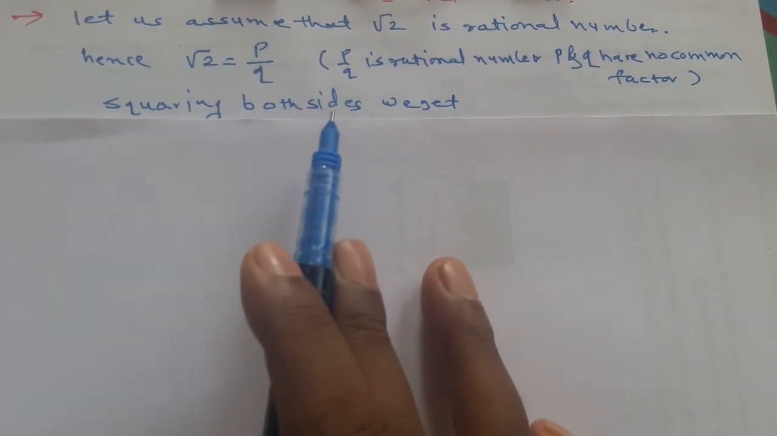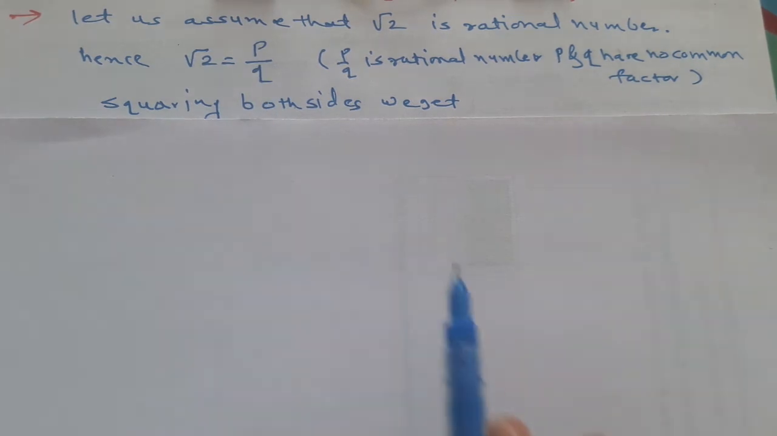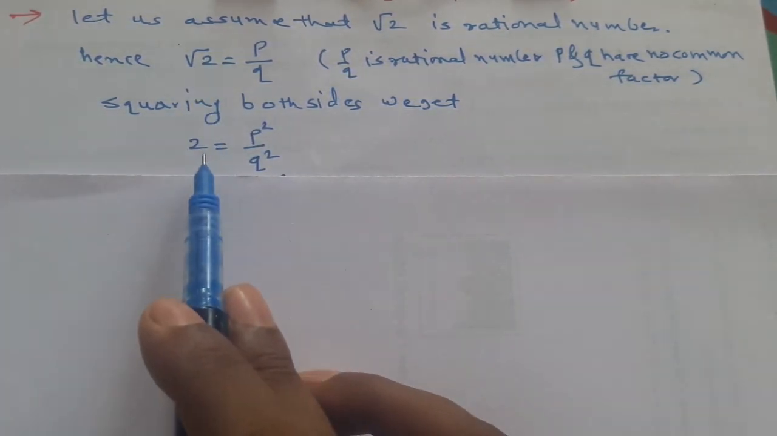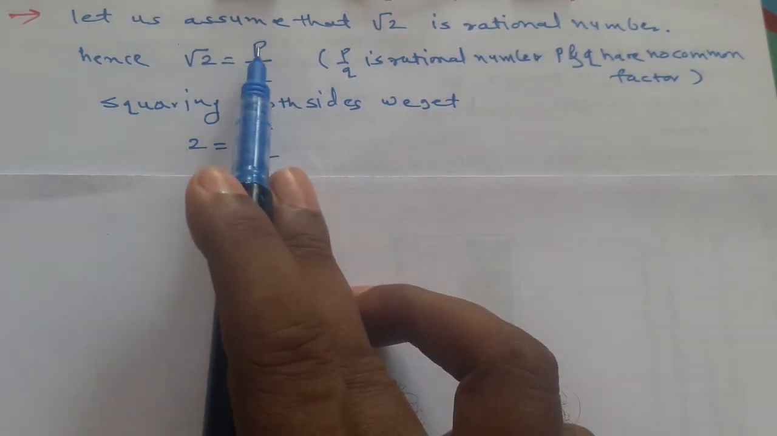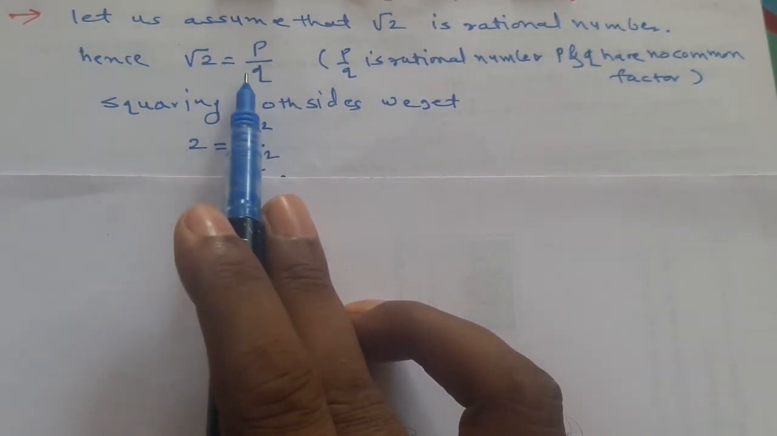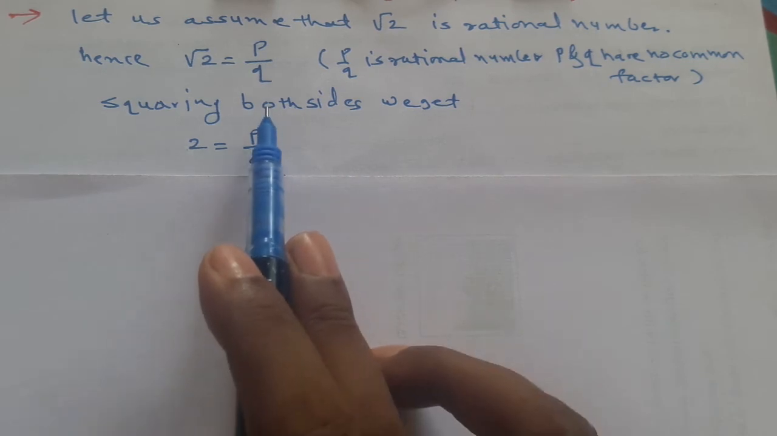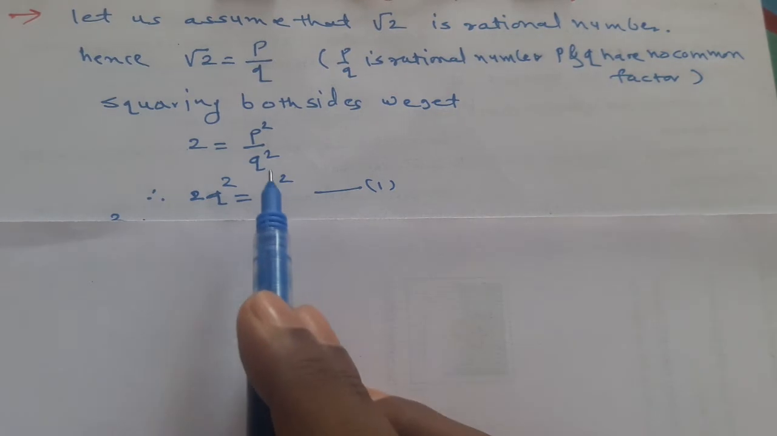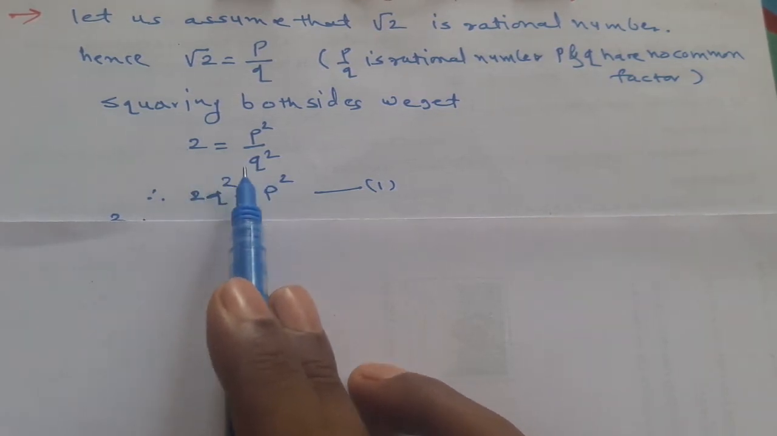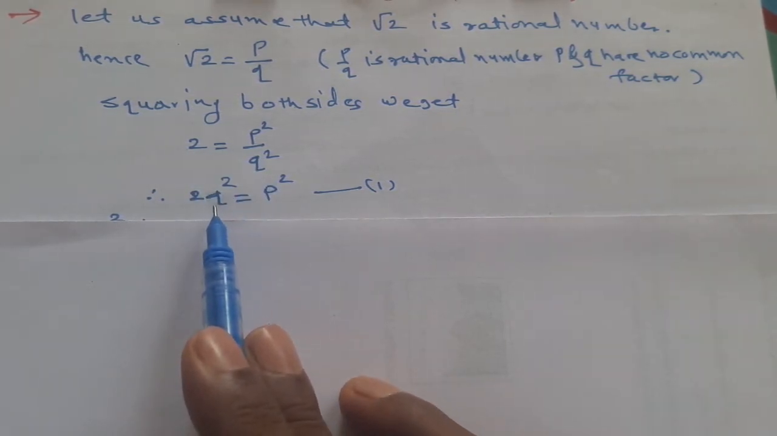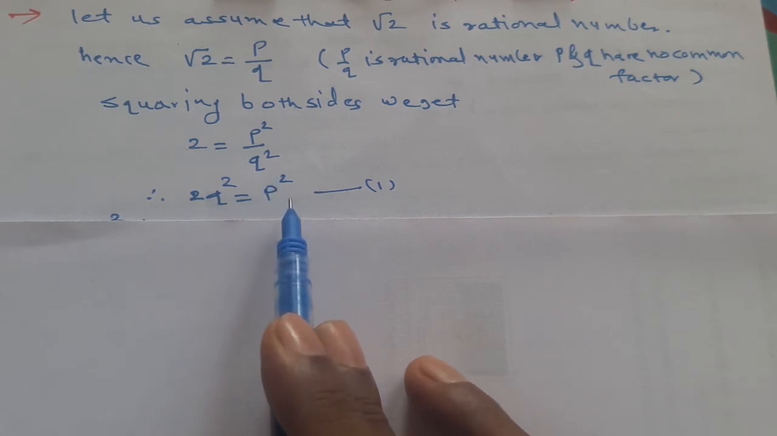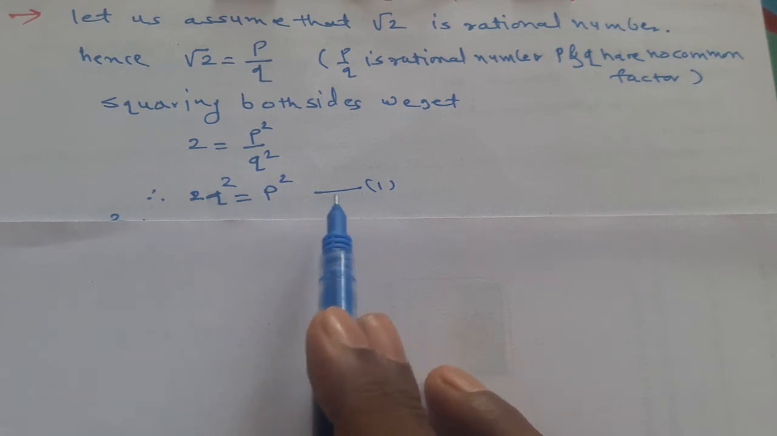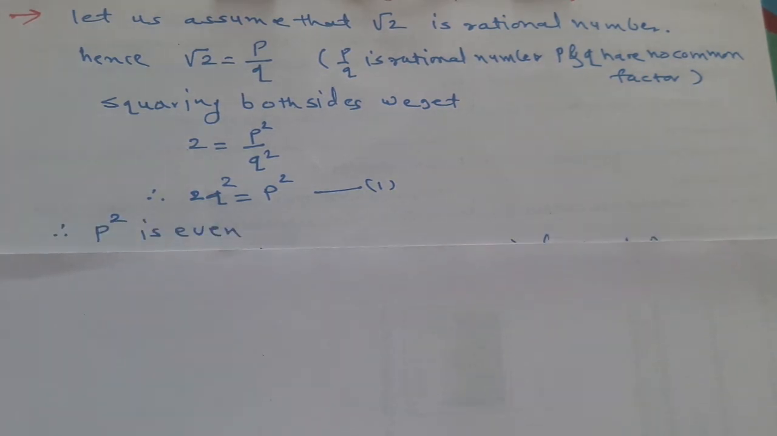Then squaring both sides, root 2 squared will be equal to 2, and P upon Q squared is P square upon Q square. Then cross multiplication gives 2 multiplied by Q square, that is 2Q square, and P square as it is. This is equation number 1.